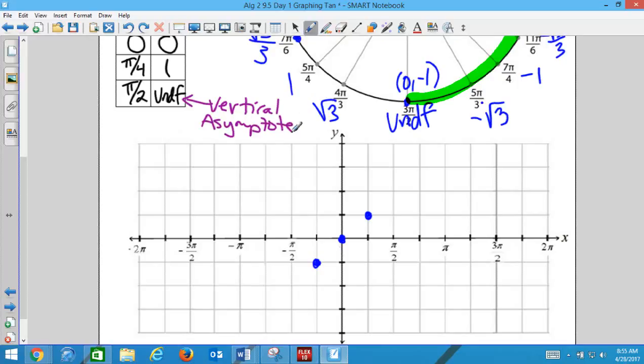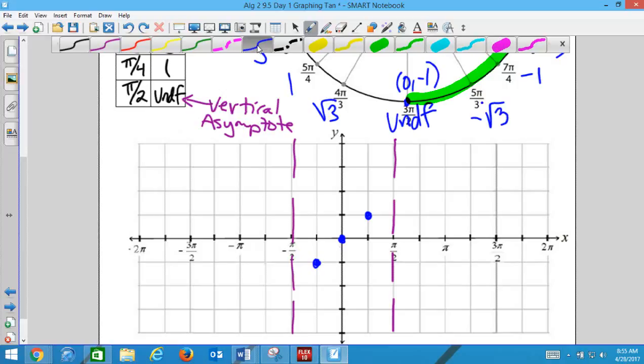So at pi over 2, I have a vertical asymptote. This is where my other color is. And at negative pi over 2, we have a vertical asymptote. So we go to connect these. These points do connect to each other. They are curvy. So let me show you what the curves look like if you've never seen tangent before.